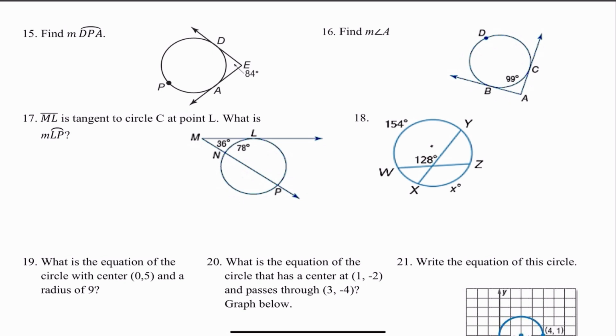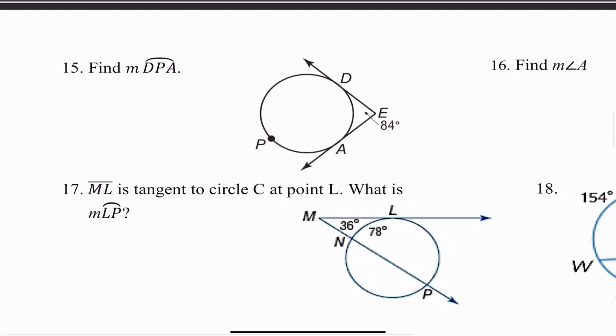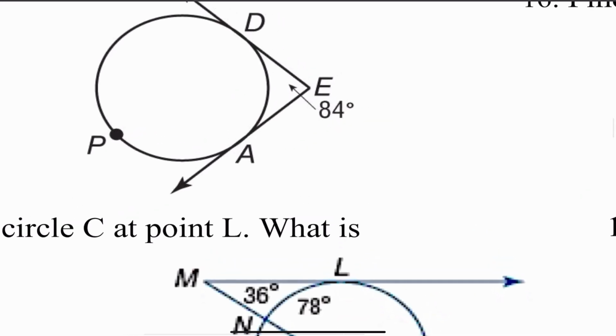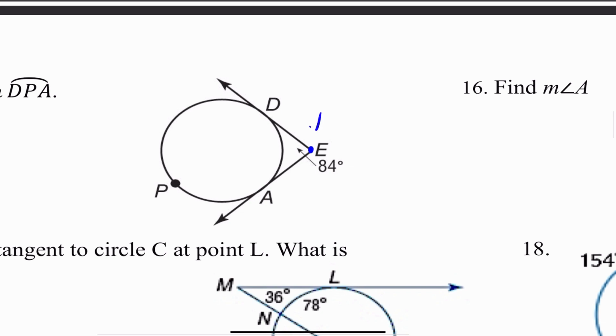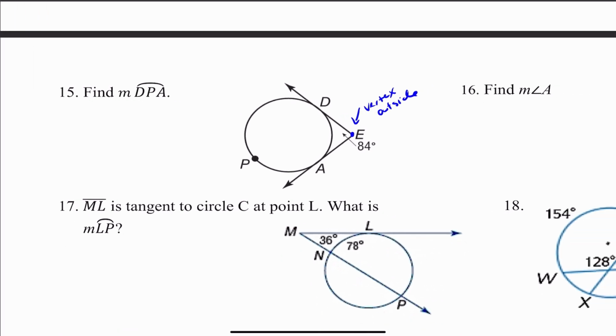Alright, so let's take a look at the second page of the test review. Number 15 says that we're going to find the major arc DPA. So, if we look at this problem, notice that the vertex is outside of the circle. So if the vertex is outside of the circle, we're going to be applying that formula where the angle is equal to the big arc minus the small arc all over 2.